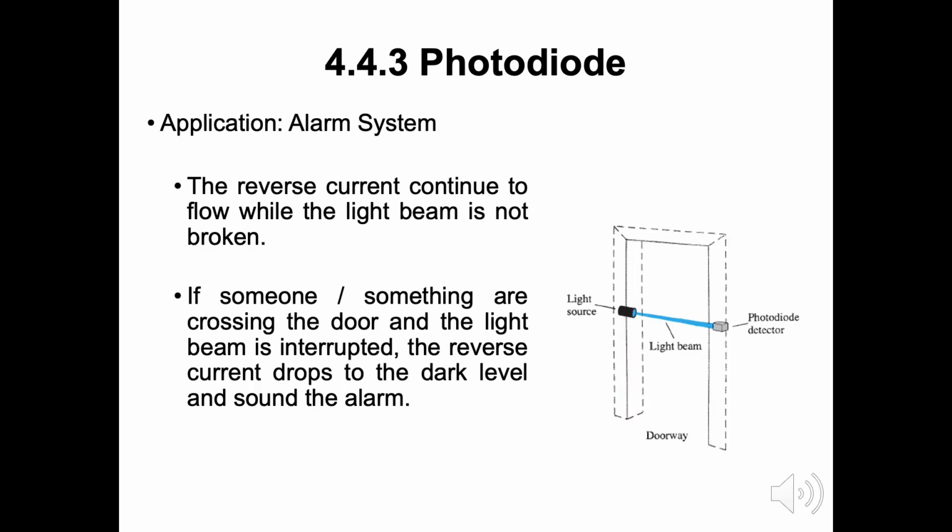There are two applications which commonly utilize the photodiode. First is the alarm system. The reverse current will continue to flow while the light beam is not broken. If someone or something crosses the door and the light beam is interrupted, the reverse current drops to the dark level and sounds the alarm.